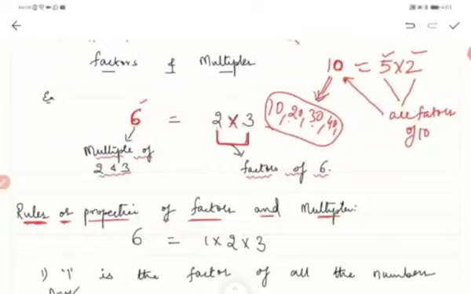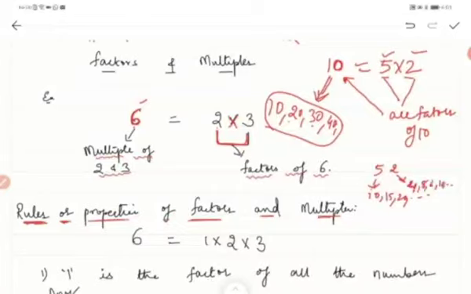Or the opposite, you can say that 10 is a multiple of 5 and 2. That means in the 5 and 2 tables you'll get 10, isn't it? So we have 5 2s as 10, and in the 5 table, the multiples of 5 are 10, 15, 20 and so on. What about multiples of 2? You have 2, 4, 6, 8, 10 and so on, isn't it?